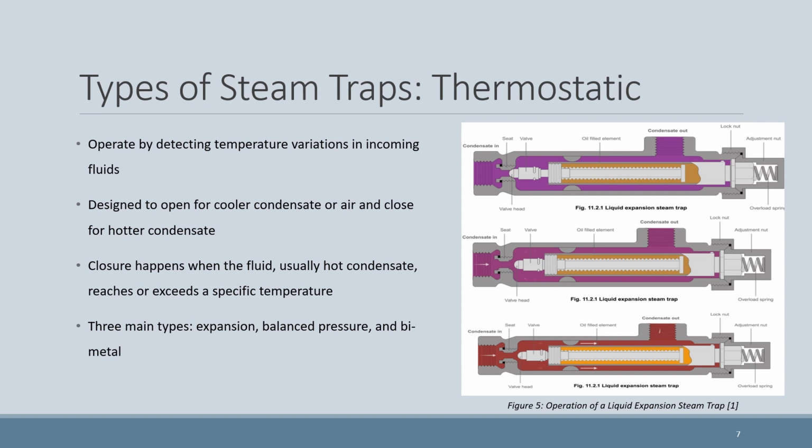Expansion traps, as seen in Figure 5, use an internal filling that expands or contracts with temperature changes, with two basic designs: wax or petroleum-based liquid. Condensate is seen as both cold and hot in the figure as purple and burgundy. An oil-filled, cool yellow and heated orange element expands when heated to close the valve against the seat.